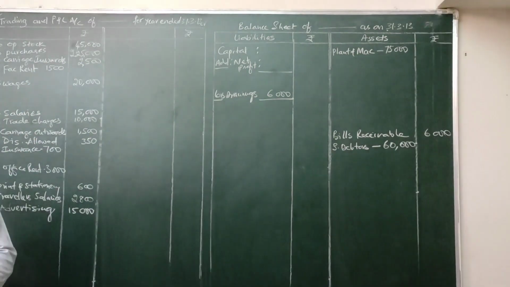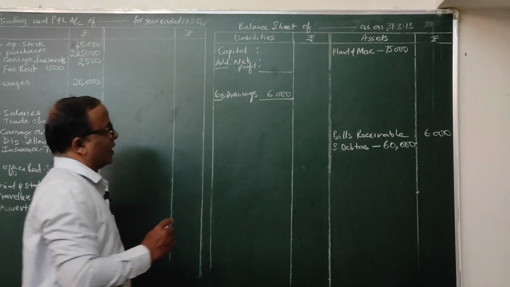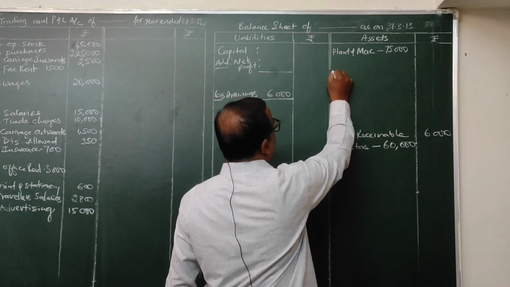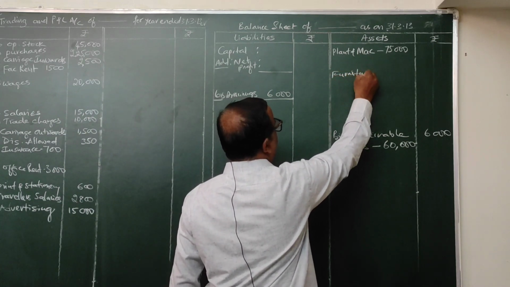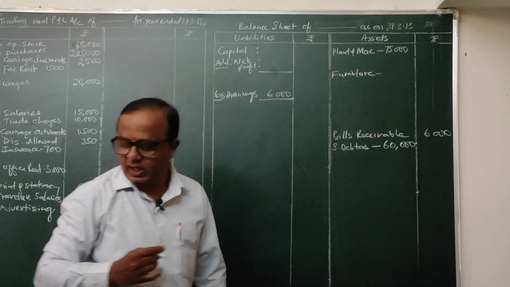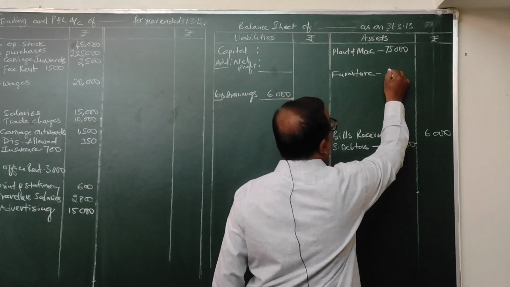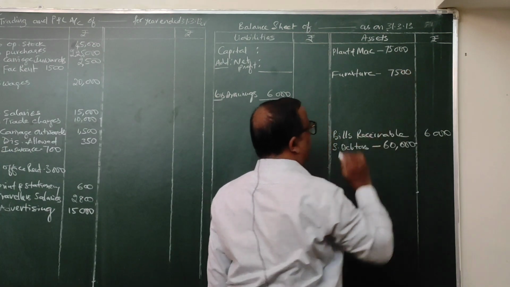Then furniture is given. Furniture is a fixed asset. For that we are having an adjustment. So furniture, let's take it in the inner column, since we are having an adjustment for this. Furniture is 7,500.